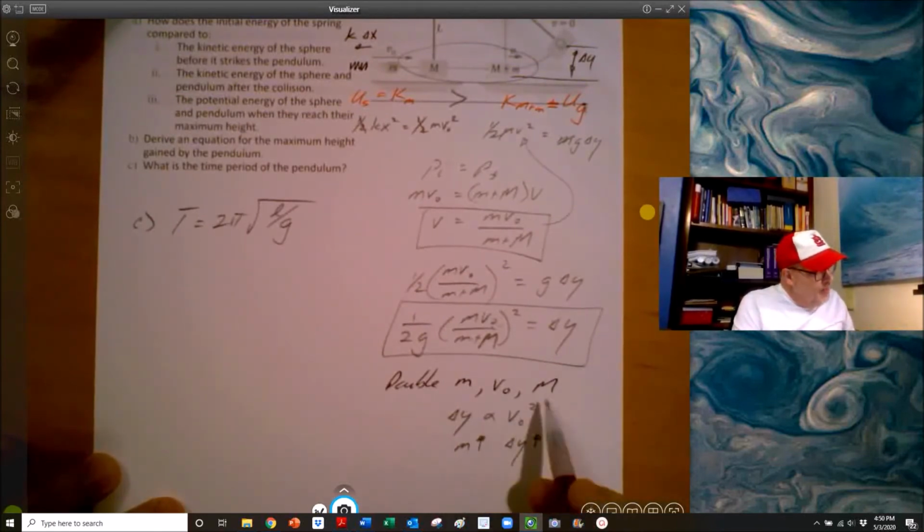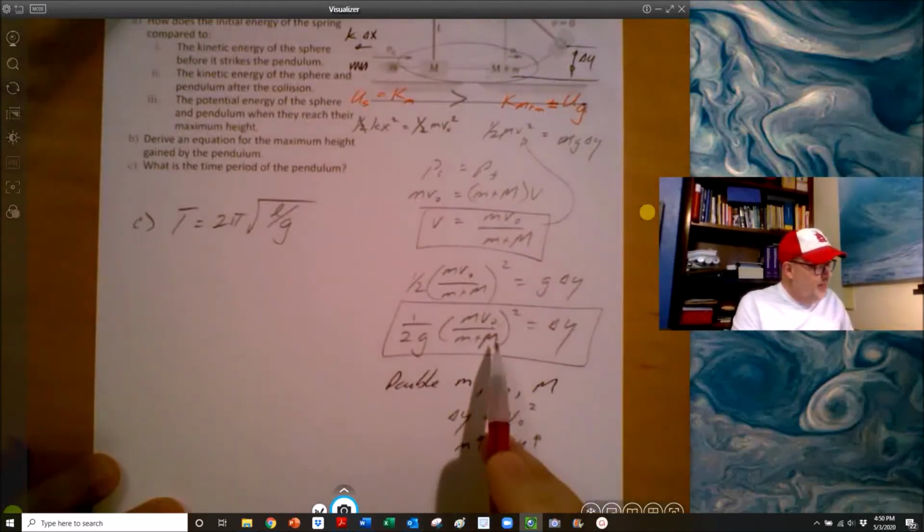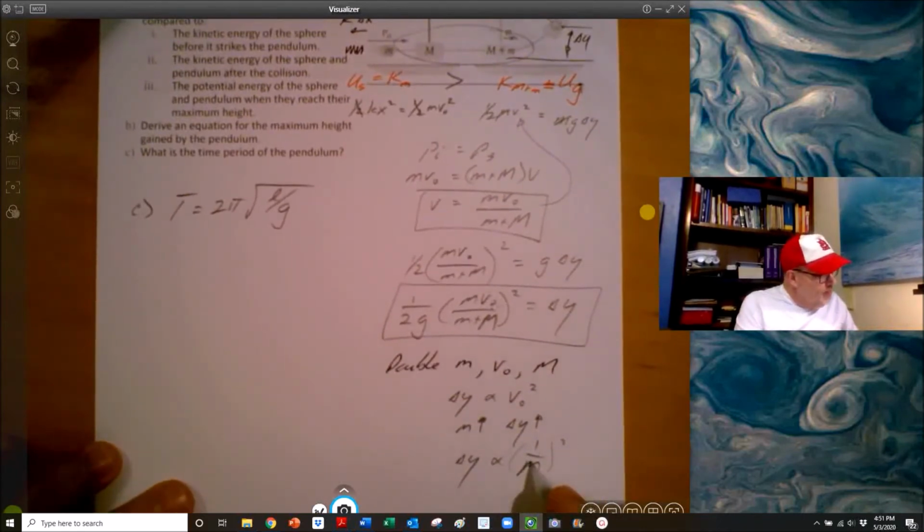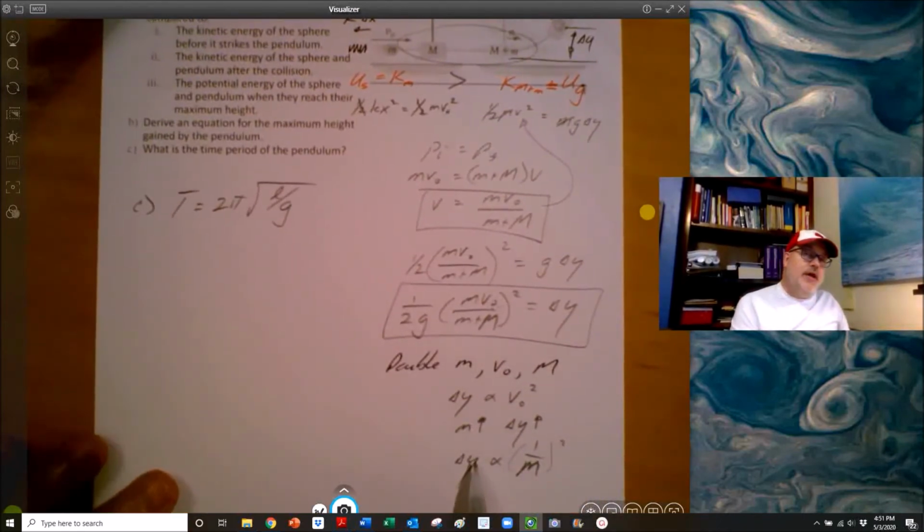All right, how about if we double big M? Big M's in the denominator. That's easy. So delta y is proportional to that M in the denominator. It's even squared. So if we increase this big M, then the height will get smaller.